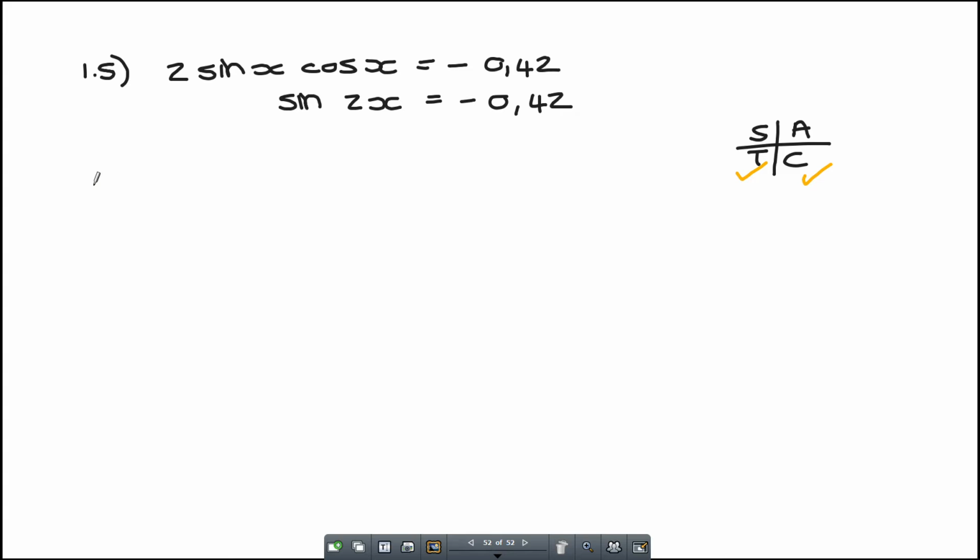Okay, so in quadrant 3, I'm going to say, en onthou, die 2x bly net so. Please don't take it over now. Nee, it stays 2x for now. So 2x is equal to, and because it's quadrant 3, I'm going to say 180 plus. What was my reference angle also?